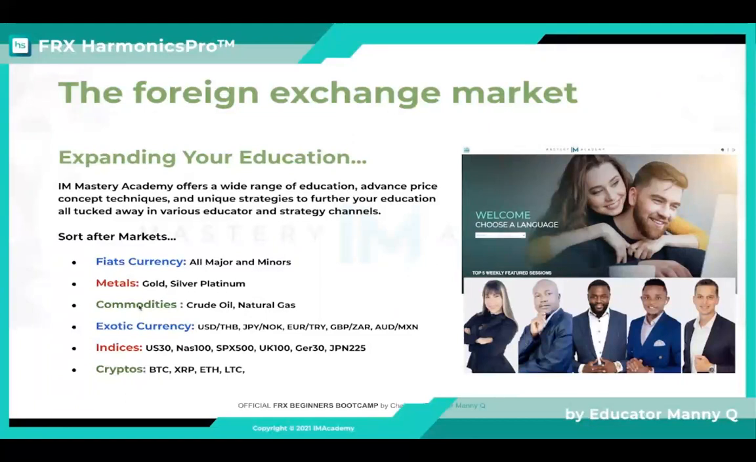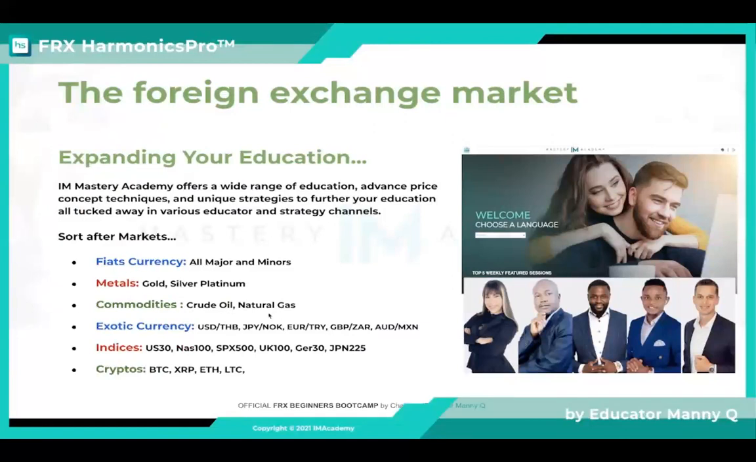Then you could also get into commodities. Now metal is considered a commodity, but because it's a metal, I just labeled it as metal. And now you could also get into other popular commodities that move the market as well. So once you're trading majors and minors and you're getting into gold, silver, platinum, you could also get into crude oil, right?